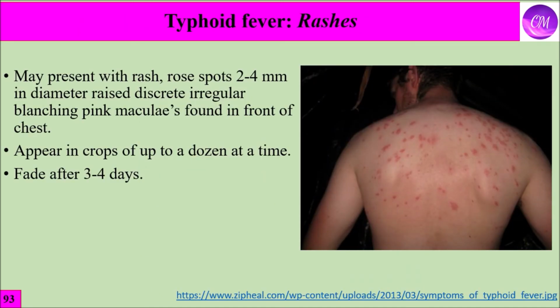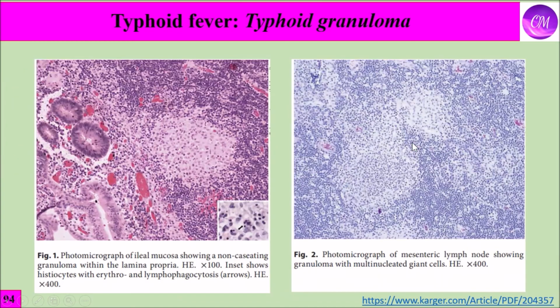The rashes in typhoid fever. They may present with the rash, rose spots, 2 to 4 mm in diameter, raised, discrete, irregular blanching, pink macules found on the front of the chest. They appear in crops of up to a dozen at a time and fade after 3 to 4 days.